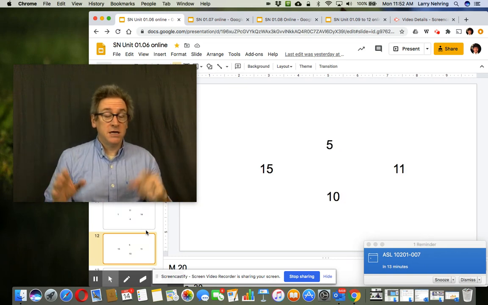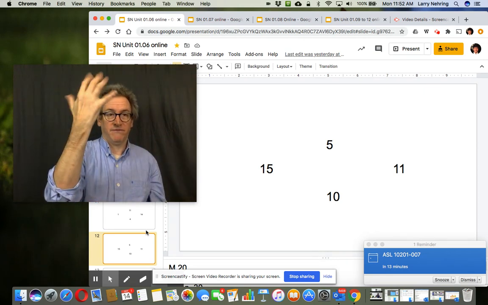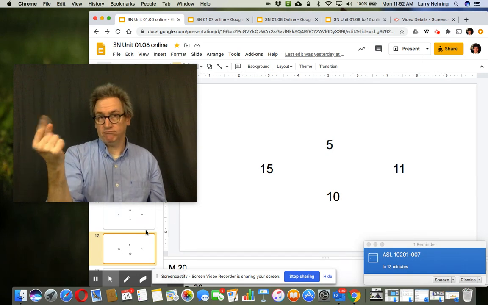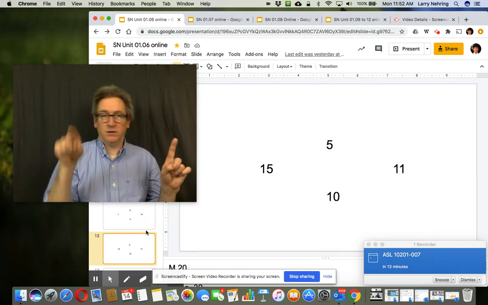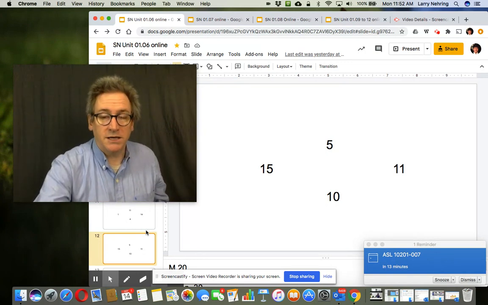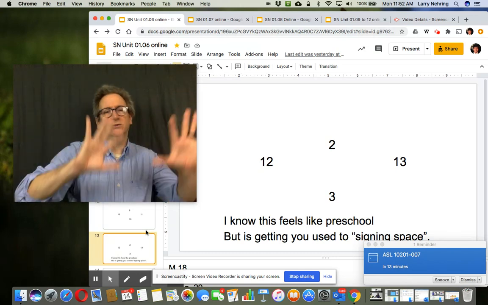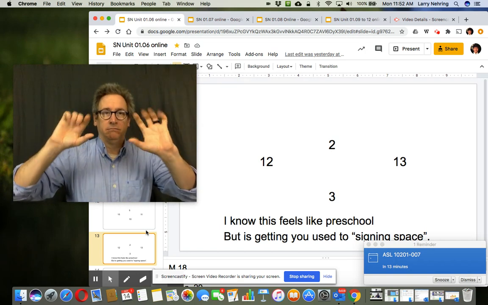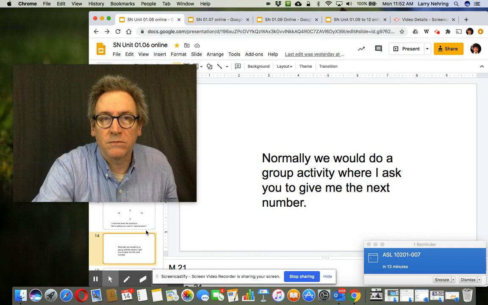Something you can practice. Go like north, south, east, and west. 5, 10, 11, 15. And then alter that, do it in a circle, do it the opposite direction, counterclockwise, clockwise, anti-clockwise, as the Brits say. But anything we can do to simply get used to signing space is a help.